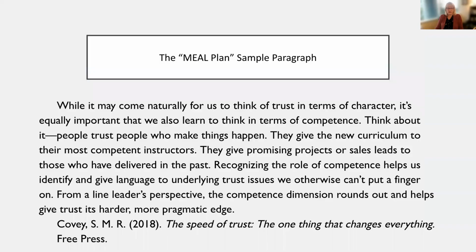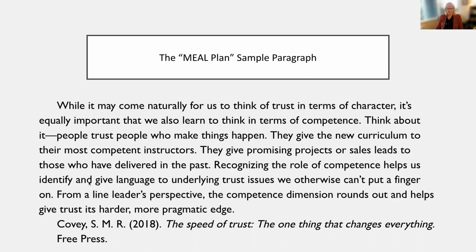And here's a sample paragraph that shows what this looks like in a real paragraph. This is from a book by Stephen Covey, The Speed of Trust, published in 2018. I'll just read this and then point out some MEAL plan structure to it. While it may come naturally for us to think of trust in terms of character, it's equally important that we also learn to think in terms of competence. Think about it. People trust people who make things happen. They give the new curriculum to their most competent instructors. They give promising projects or sales leads to those who have delivered in the past.